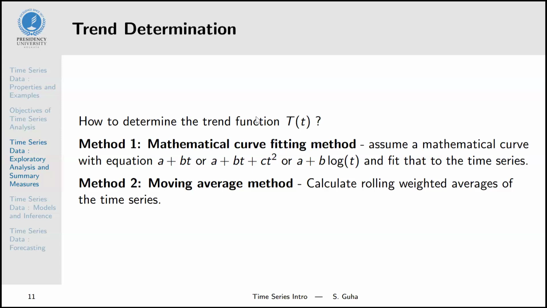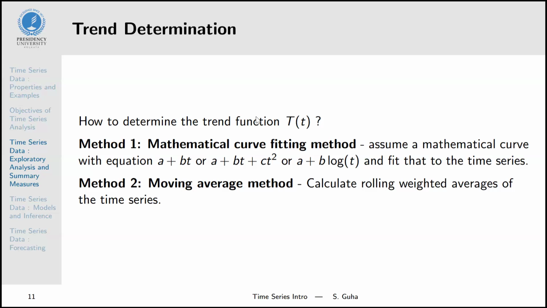So you decide whether it is a linear function, that means a function with the equation a plus bt, or a function with the formula a plus bt plus ct square, or something else, maybe some more complicated function. Firstly, you have to decide on that, and that is a subjective decision. So what should be the form of the mathematical curve?